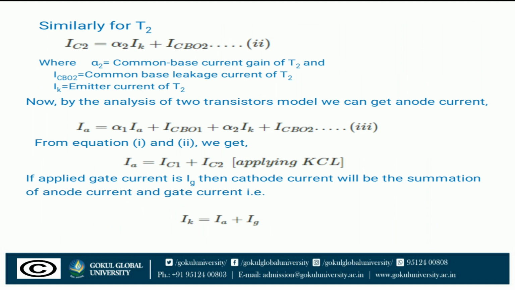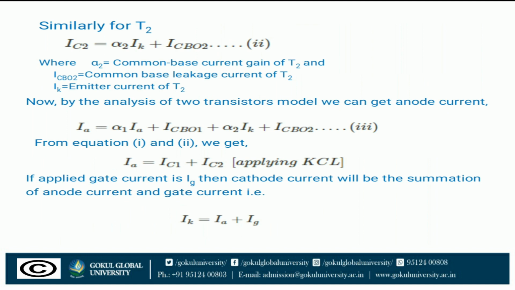Similarly, we can do it for transistor 2. IC2 is equal to alpha 2 IK plus ICBO2, where alpha 2 is the common base current gain of T2 and ICBO2 is the common base leakage current of T2. Here the new term IK is nothing but the emitter current of T2.